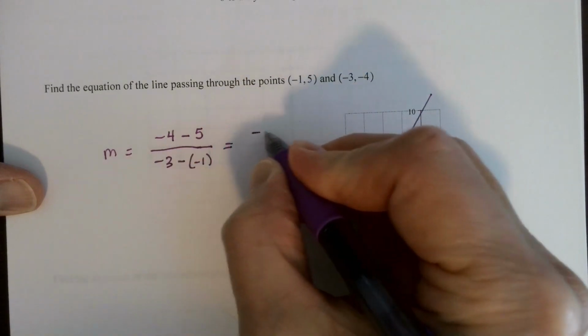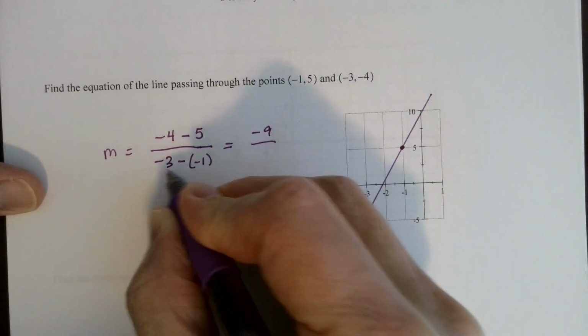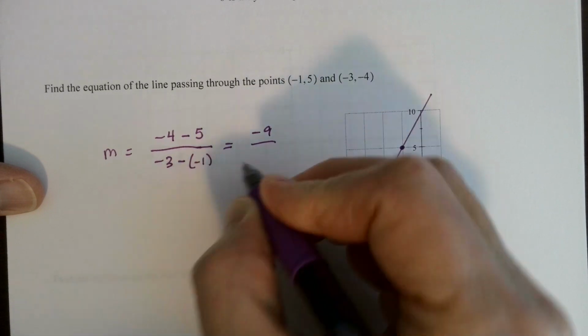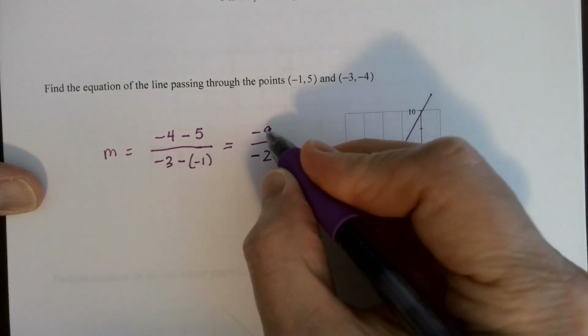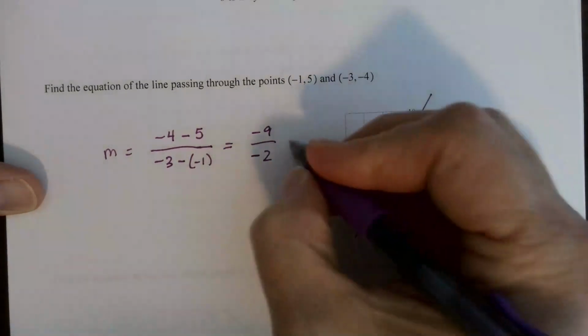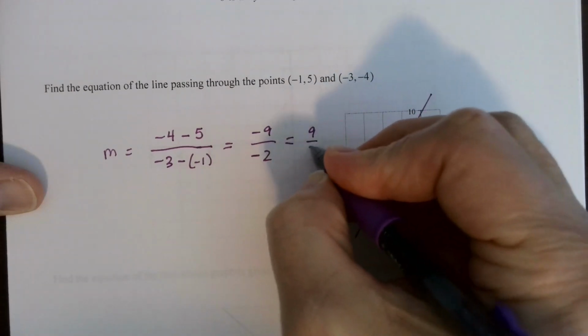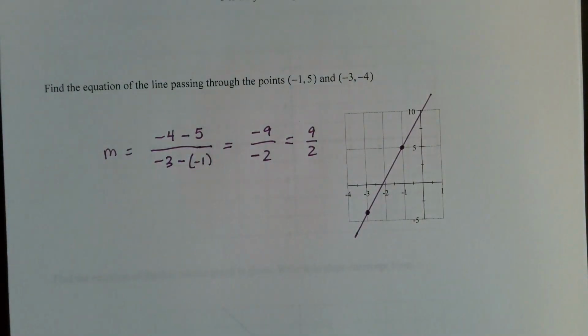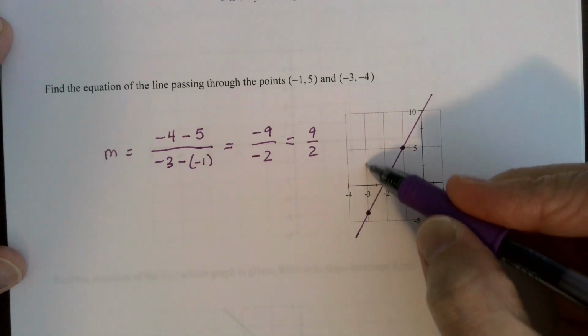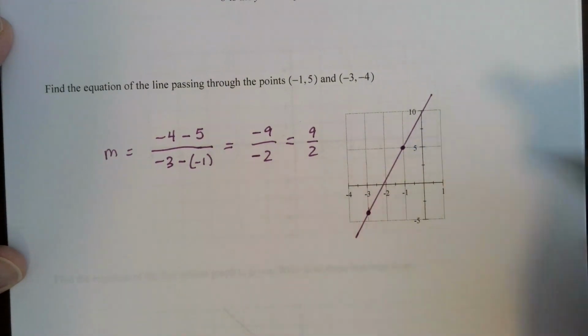-4 minus 5 is -9. -3 minus -1, -3 plus 1 is -2. Negative divided by negative is indeed positive, and so I get +9/2 as my slope. And that's good, because I have a line that is increasing, so I know its slope should be positive. So basically this means what? I'm going up 9 units. For every 9 units I go up, I go over 2.